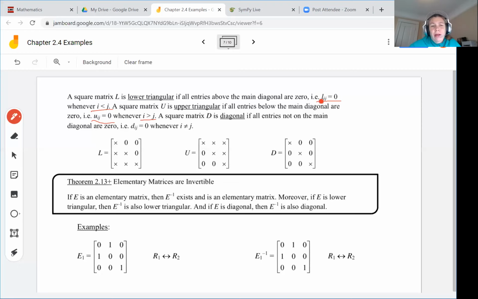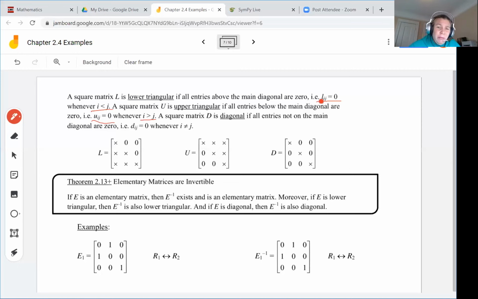Okay, so Theorem 2.13 tells us about elementary matrices and the relationship with invertibility. I added a little bit extra here, so I call this Theorem 2.13 plus. So if E is an elementary matrix, then E inverse exists and is also an elementary matrix. Moreover, if E is a lower triangular matrix, then its inverse is also lower triangular. And if E is diagonal, its inverse is also diagonal.